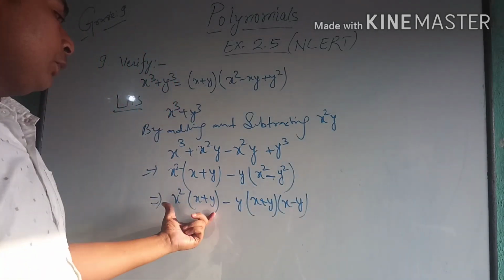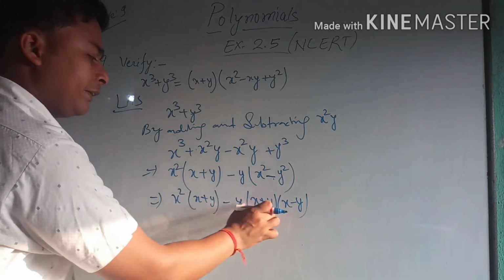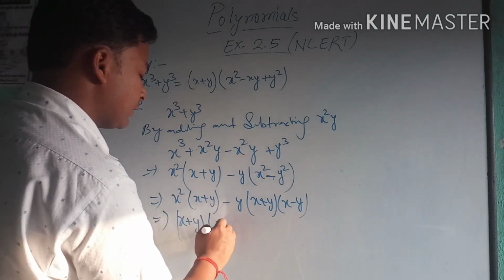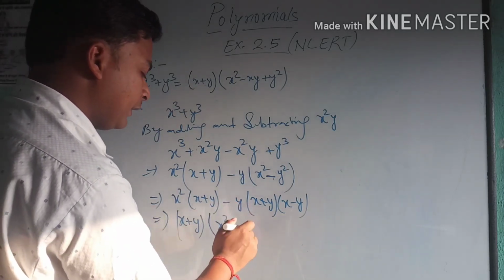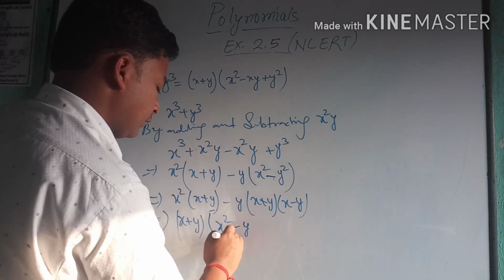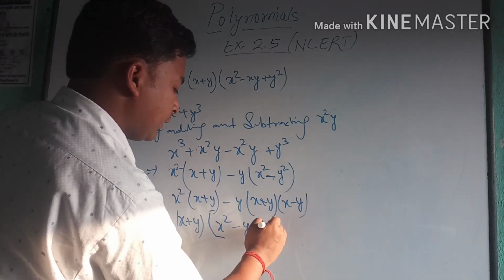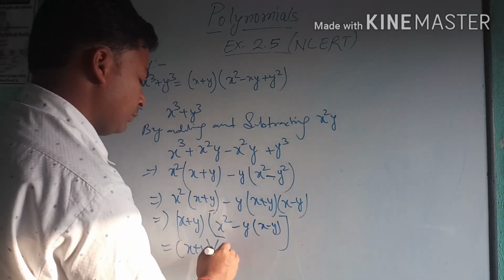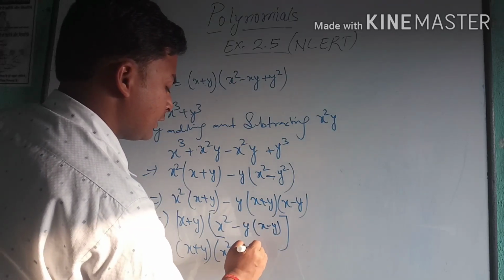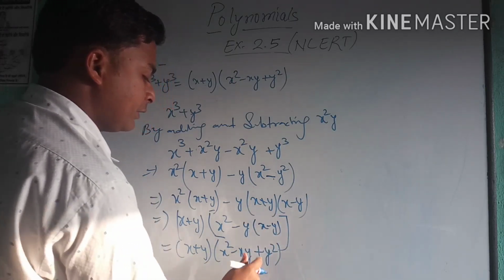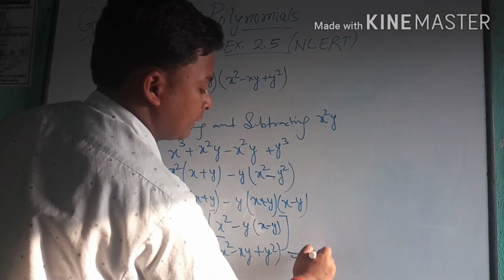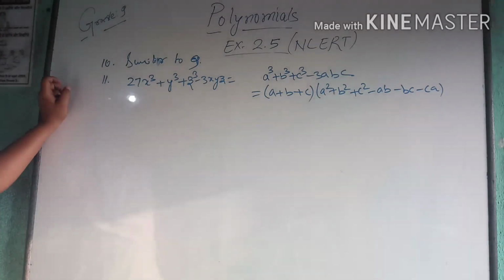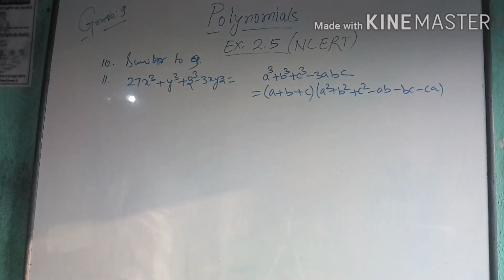Now my dear, in both these two terms, x plus y is common. So we can write x plus y as common. Here it is x square, here it is minus y into x minus y. If we further multiply that, we will get x plus y into x square minus xy, and minus minus plus y square, which is equal to our RHS. Hence verified.